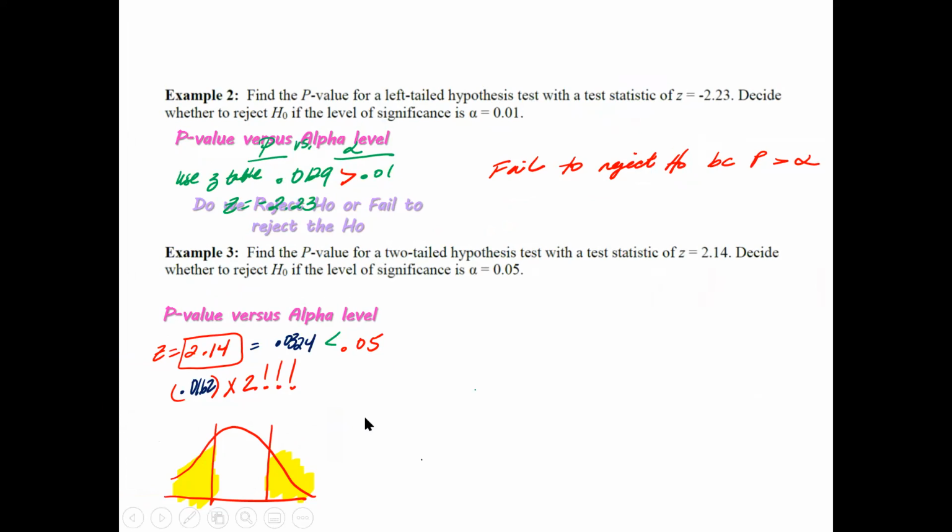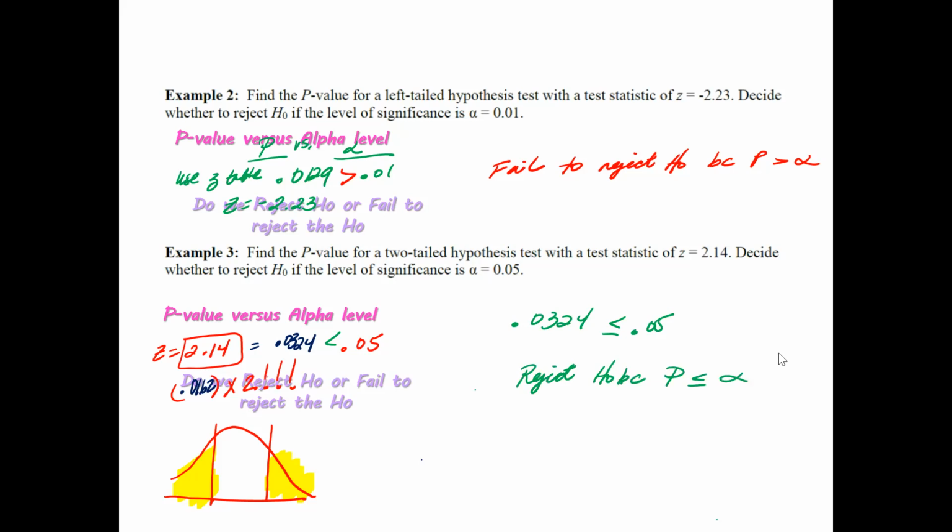So with this one, obviously the alpha is greater than the p-value. What is my determination on this? Do I reject the null hypothesis or fail to reject? We're going to say that because 0.0324 is less than or equal to 0.05, we are going to reject the null hypothesis, because p is less than or equal to the alpha.